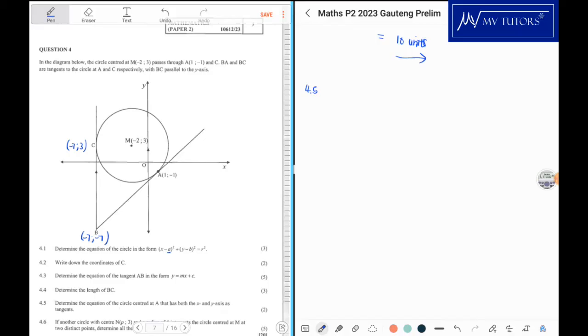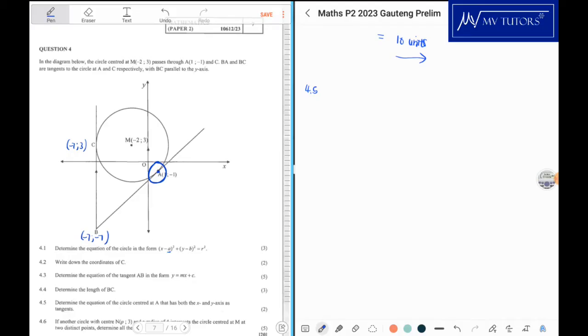Alright, so we have: determine the equation of the circle centered at A. So the center is there, and it has both the x and y axis as the tangents. So we're looking at a circle that's probably something like, I'm not going to draw a perfect circle, but you get the picture, right?